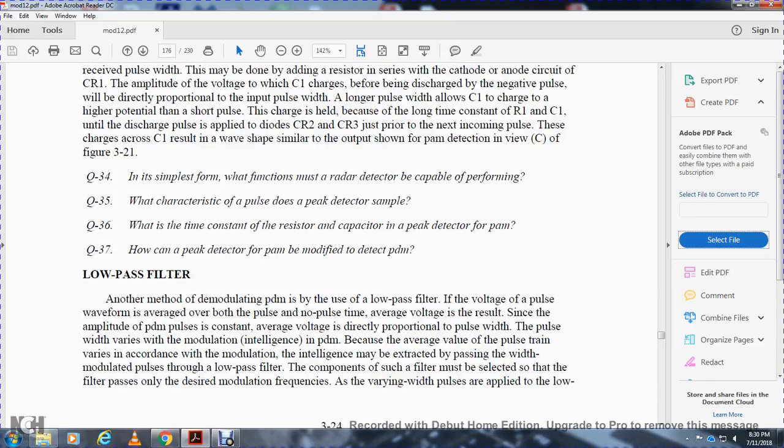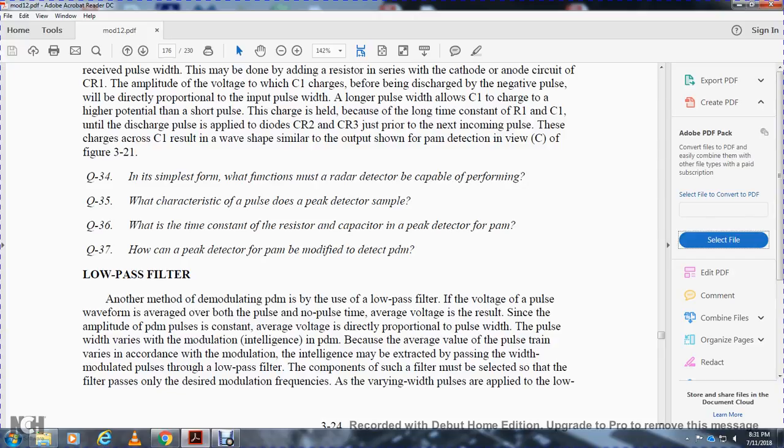Low-pass filter. Another method of demodulating pulse duration modulation is with a low-pass filter. The voltage of the pulse waveform is averaged over both the pulse and no-pulse time. The average voltage results from the amplitude of the pulse duration modulation pulse, with the constant average voltage directly proportional to the pulse width. The pulse width carries the modulation intelligence. The pulse duration modulation becomes the average value of the pulse train, which varies in accordance with the modulation intelligence, and may be extracted by passing the modulated pulses through a low-pass filter.